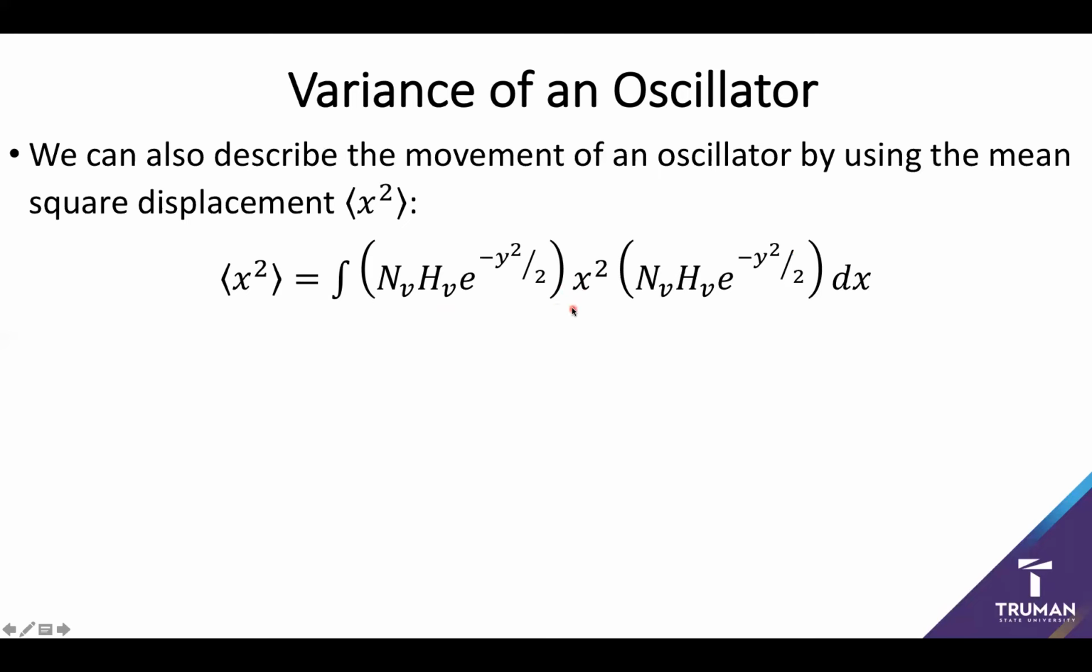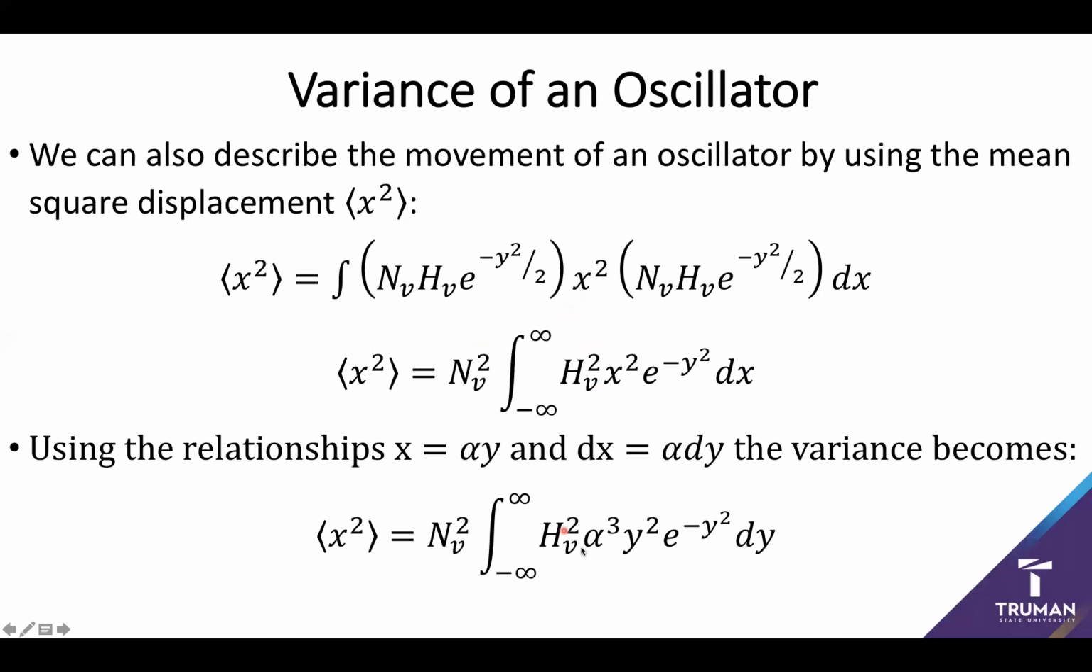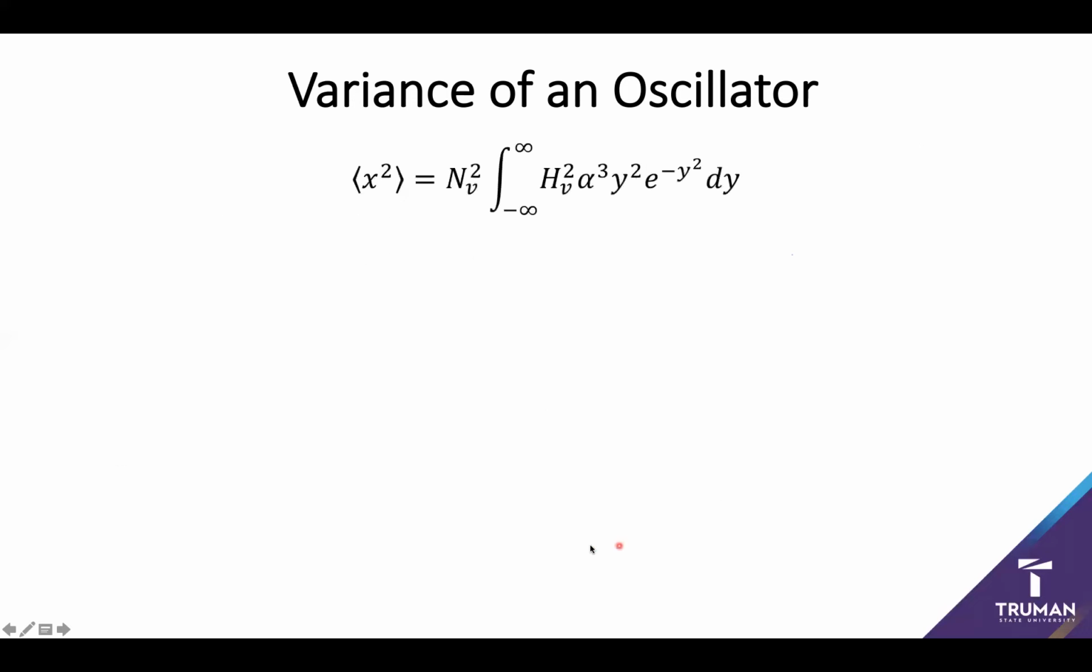So we're going to start with a similar trick. We're going to combine our functions, pull our normalization constant out front, combine our Hermite polynomials, and combine our exponential functions. But now I've got x squared and dx. I'm going to use my same substitution, except now I have a cubic relationship with alpha. Again, an alpha squared from the x squared and another alpha from the dx, going to dy. So this gives me another integral to try and solve.